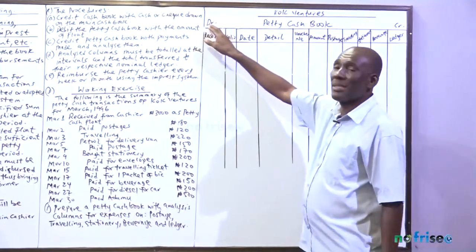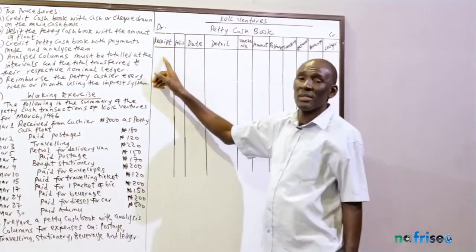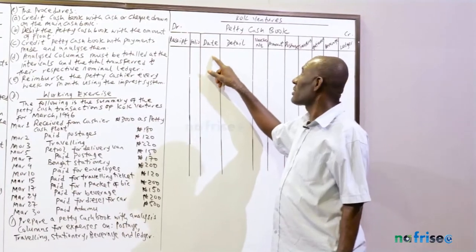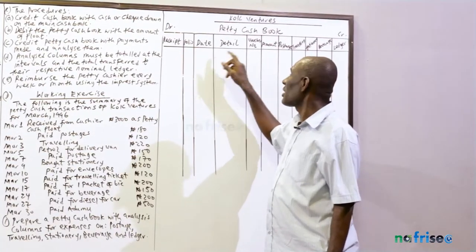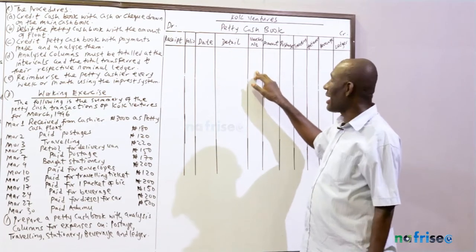You have the debit side on the left-hand side, the credit side on the right-hand side. Now, the first column is the receipts, as total cash received. Folio for referencing. We have dates. I will tell you how to put it. That's the date of transaction. The detail for particulars, call it detail of particulars. The voucher number, I will explain.